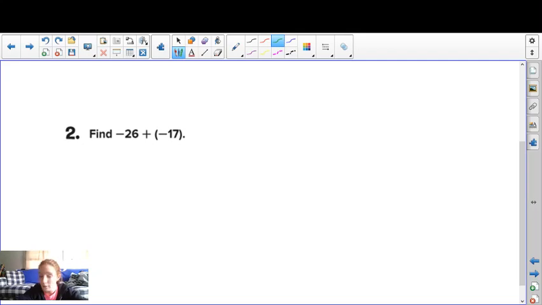All right, -26 plus -17. They both have negatives, so I'm going to have a negative. And I'm going to cross them out for a moment, pretend they don't exist. 26 and 17 get me to 43. So my answer is -43.